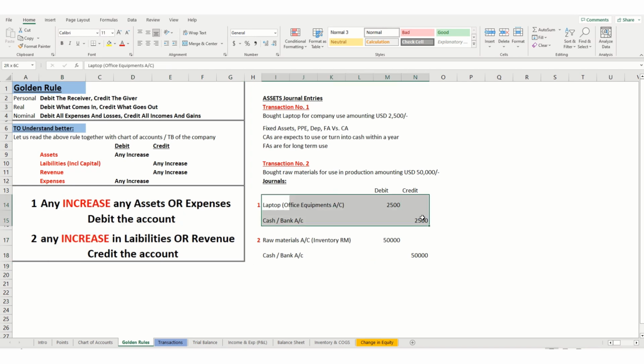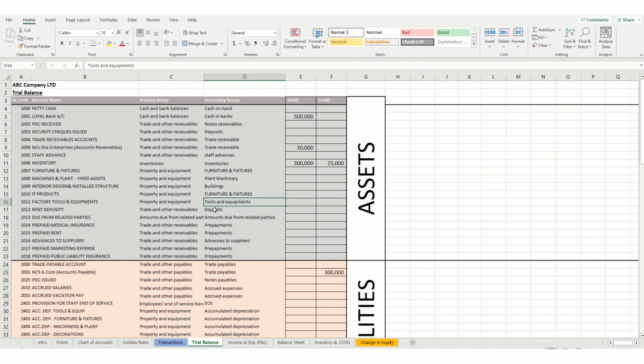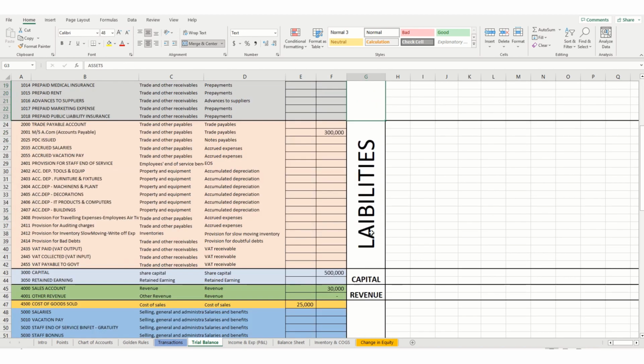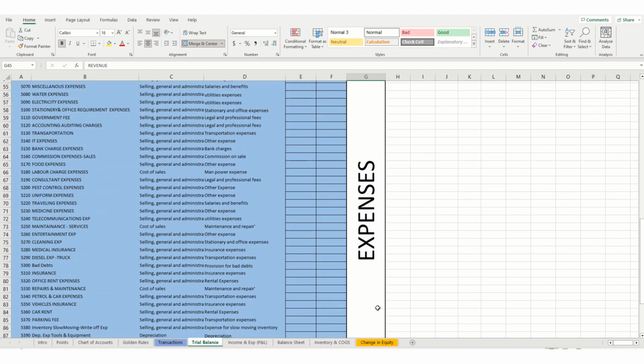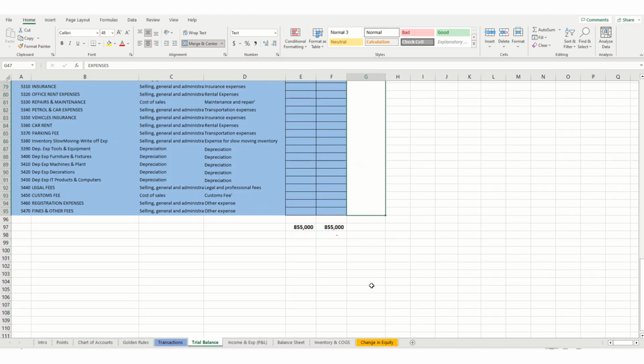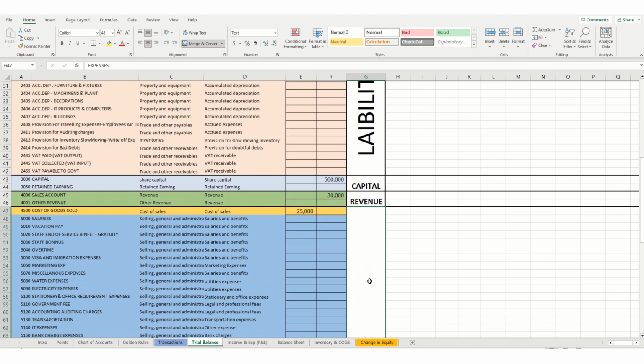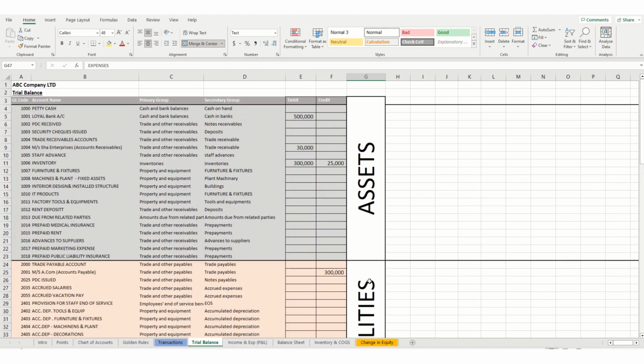Now for these two accounts, I'm not going to show any ledger accounts here. Instead, we will be moving directly to the trial balance. What is a trial balance? Here is an example of a trial balance. A trial balance consists of all the assets, all the liabilities including the capital, and the revenue and the expenses of a company. The total ledger balances of a company, all the account balances, are called the trial balance.